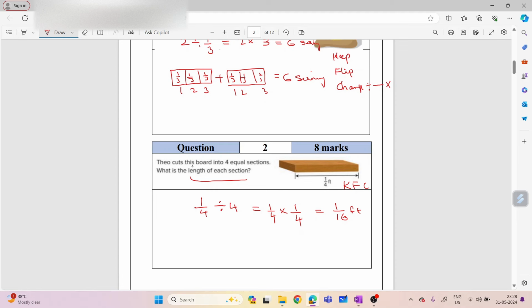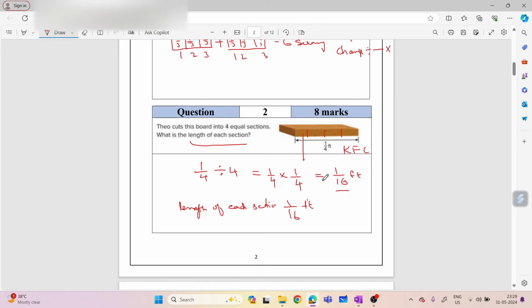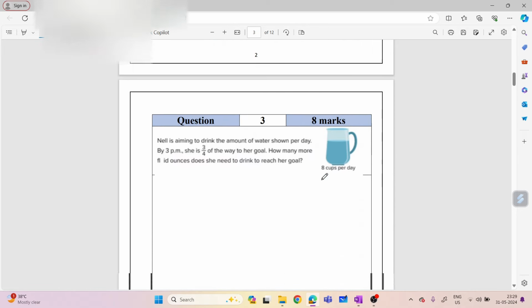You see, this is the plank. If you divide it into 4 sections, this one section is 1 by 16. Okay, this is 1 by 16. So what is the length of each section? The length of each section is 1 by 16th of a foot. But please write the units. Units are very, very important. Next.